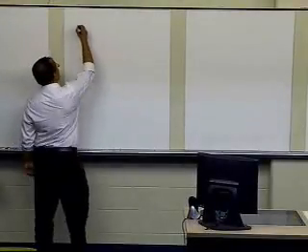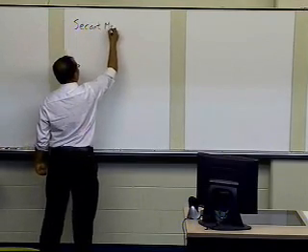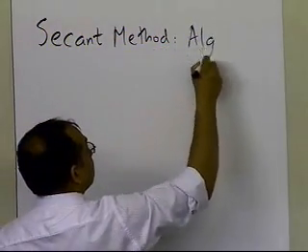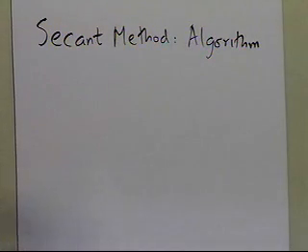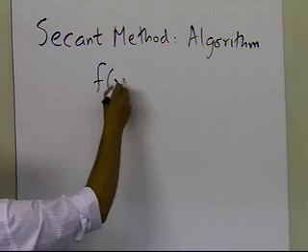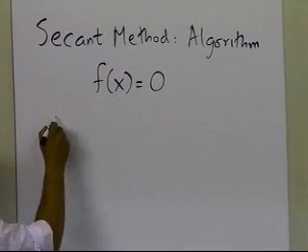In this segment, we're going to talk about the secant method, and we'll go through the algorithm of the secant method. The secant method is used to find the roots of nonlinear equations. So we are again looking at finding the root of a nonlinear equation f of x equal to 0. And the secant method formula looks like this.